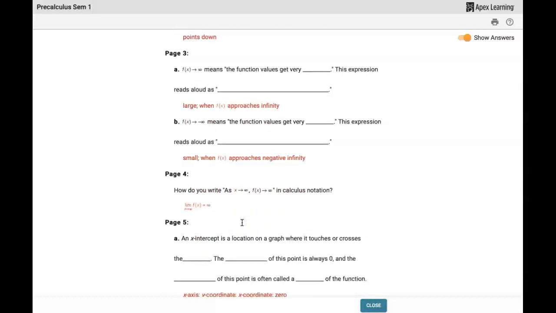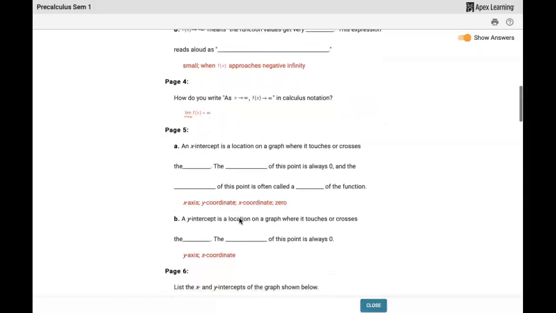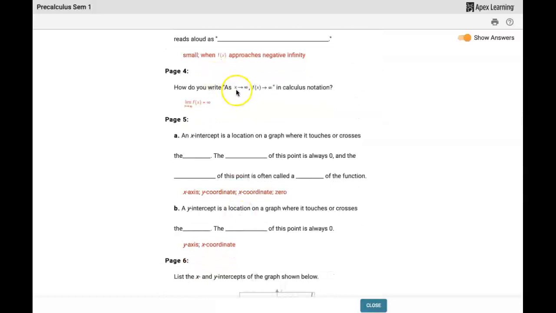All right. The way that we read this, the function gets very, very large, right? That's what that means. The function gets very, very large. Okay, this expression is read as when f of x approaches infinity. That arrow means approaches. All right, this one means the function gets very, very small. Again, read as when f of x approaches negative infinity. Okay, and then how we write when x goes towards infinity, f of x goes towards infinity or approaches, you would write that as the limit of f of x as x goes towards infinity equals infinity.